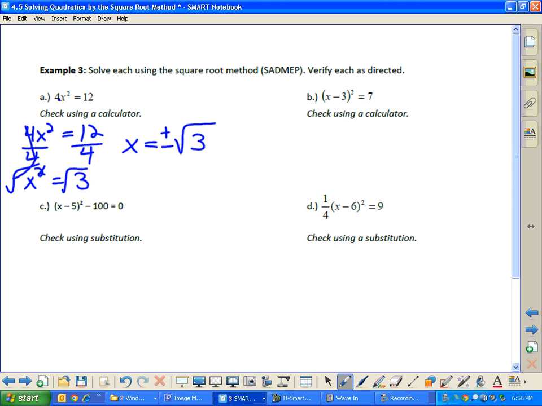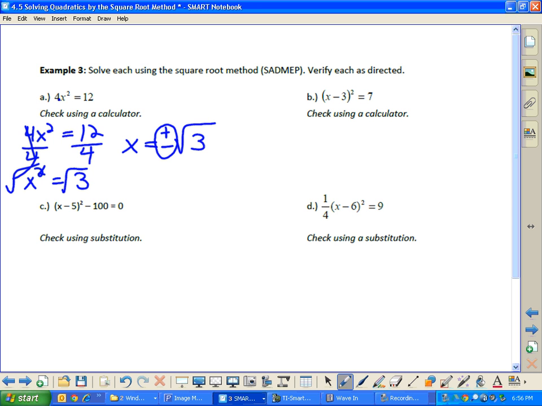And let me just talk briefly about why I have to include both. If I square the positive square root of 3, I get 3 back out, because the square root of 3 times the square root of 3 is 3. If I square the negative square root of 3, that's negative root 3 times negative root 3. That's also positive 3. So you need to make sure that when you go to square root both sides, you include that plus or minus in your answer.